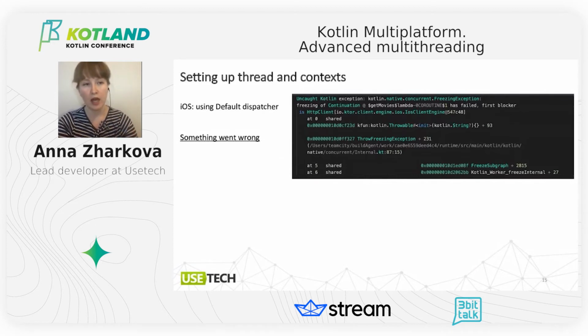At this point, let's try to launch our application, and we will receive some kind of exception. It could be a freezing exception, or it could also be an exception of a missing dispatcher. Why have we received this exception? Because there is no default dispatcher in iOS. We used the default dispatcher when we were launching the request to Ktor from our common model scope.